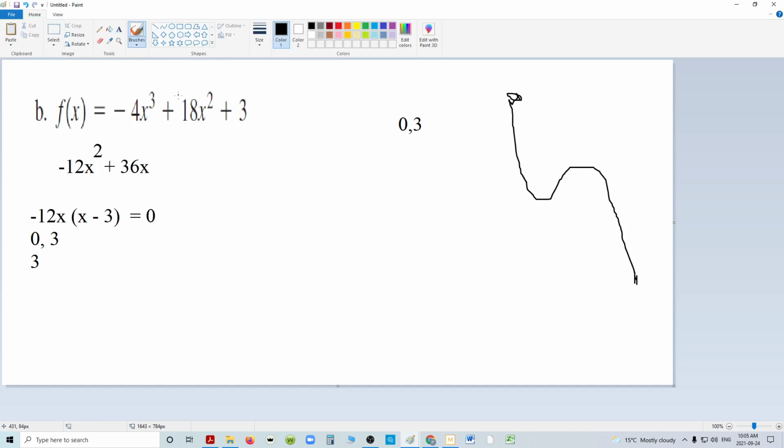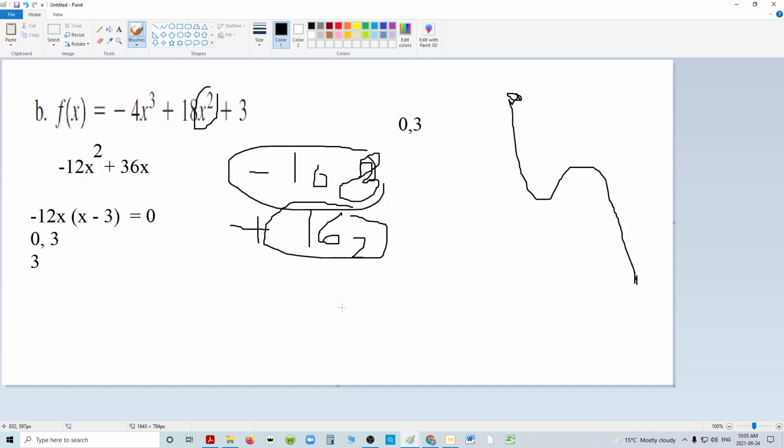let's just do it by hand. 3 cubed becomes 27 times minus 4 is minus 108. Then the next one is 9 times 18, which is positive. Let's see, 90, and 9 times 8 is 72. So that's 162. And then plus 3. So minus 108 plus 162 becomes 54, plus 3 is 57. So I discover 3 comma 57 is another one.